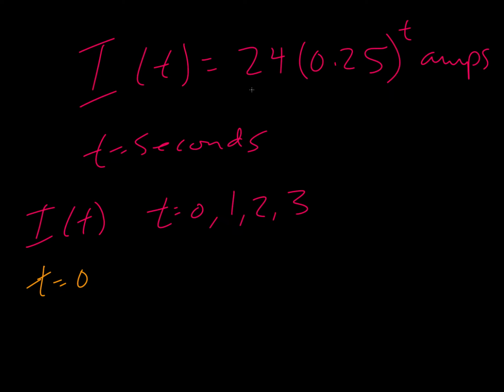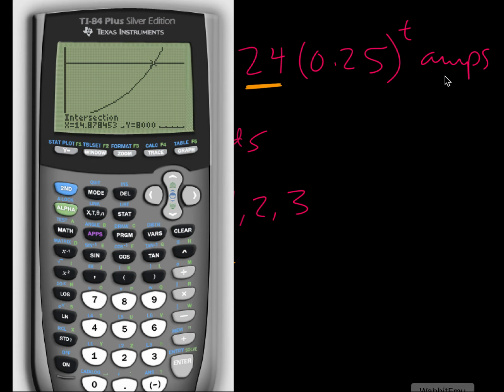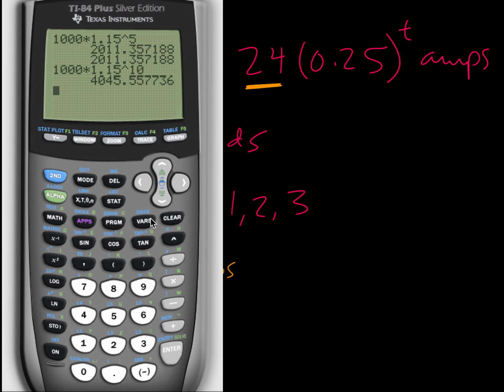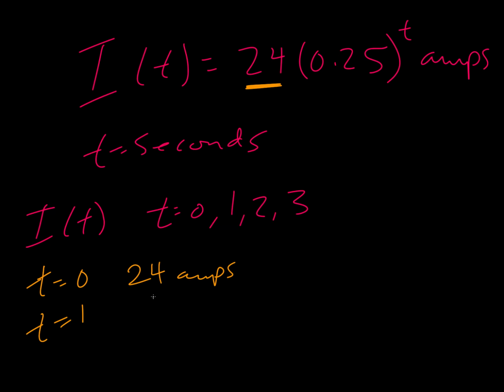Okay, so for T equals 0, this is going to go to a 1, and so we're just left with our initial, and so we get 24 amps. Okay, now T equals 1, what's going to happen? Let's clear this. Just plug this in with a 1, so it's just going to be 24 times 0.25, and so that's going to be 6.